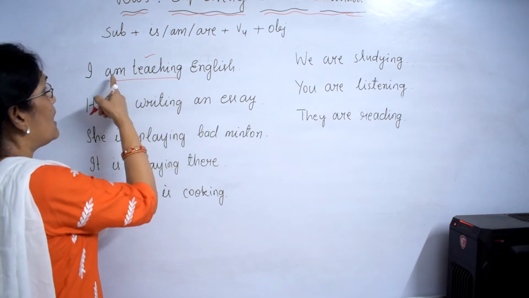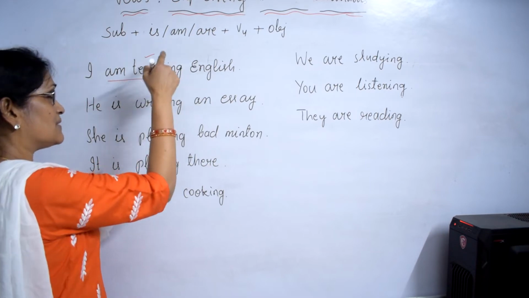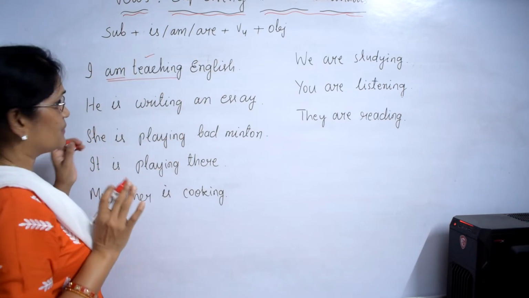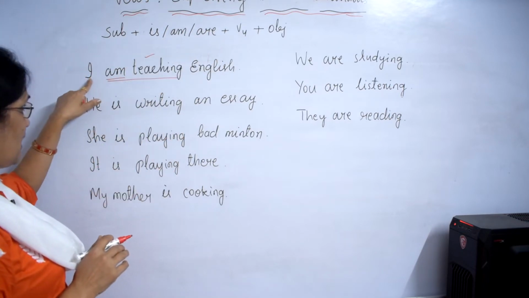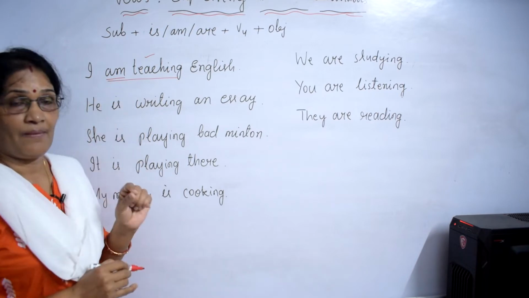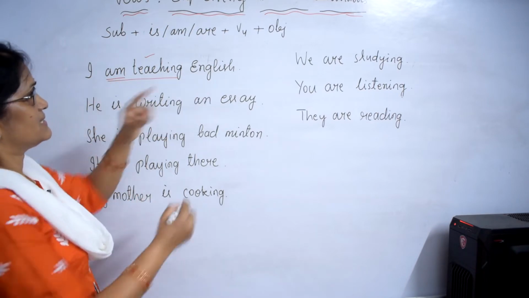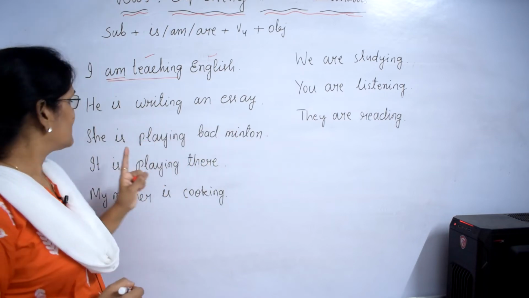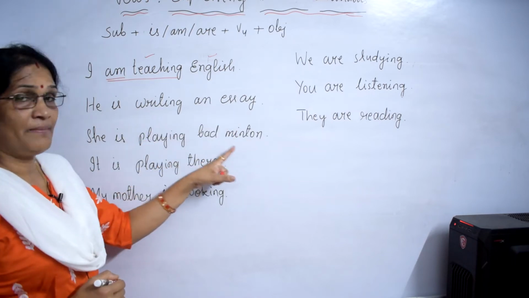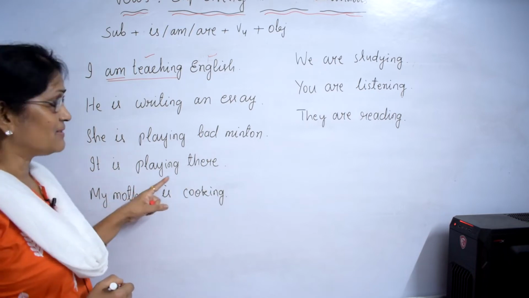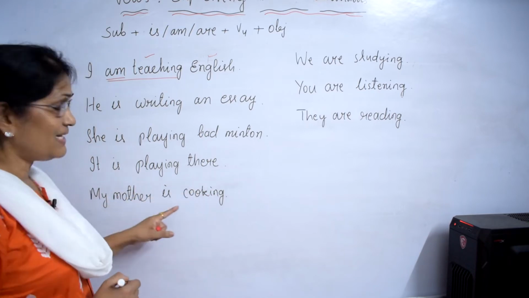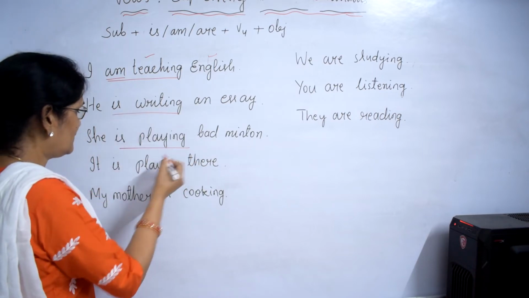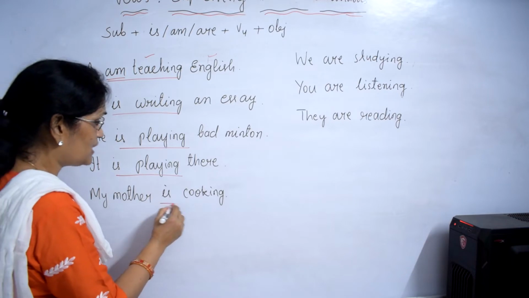Subject plus am, is, are. As per the subject we use am or is or are. Am agrees with I, so I use here am. I am teaching English. Object. He is writing an essay. She is playing badminton. It is playing there. My mother is cooking. We use is writing, is playing, is cooking.